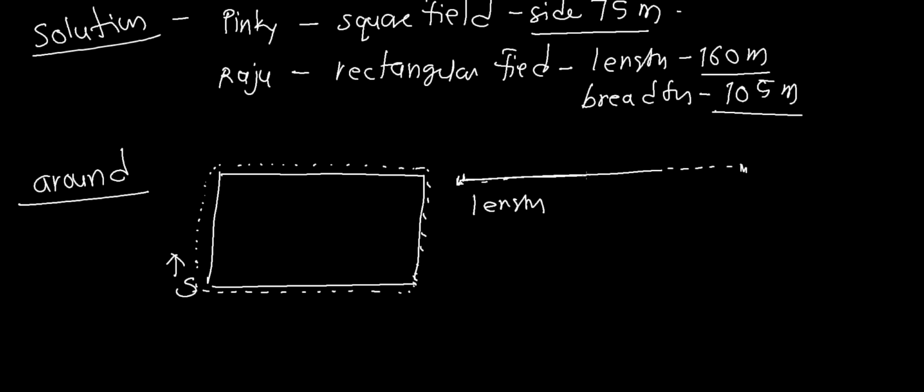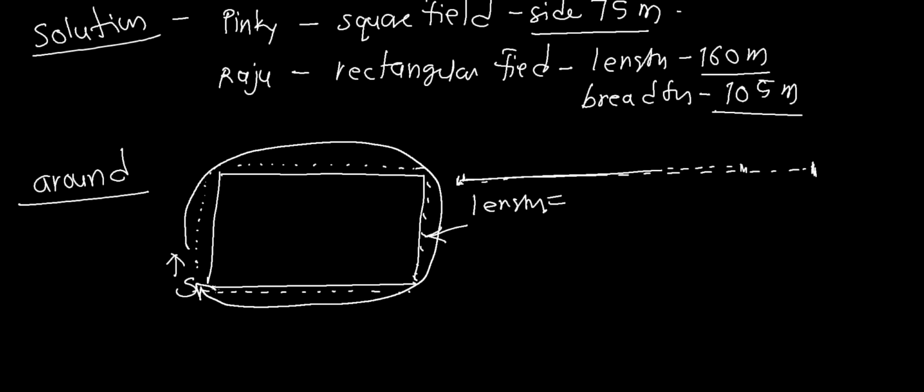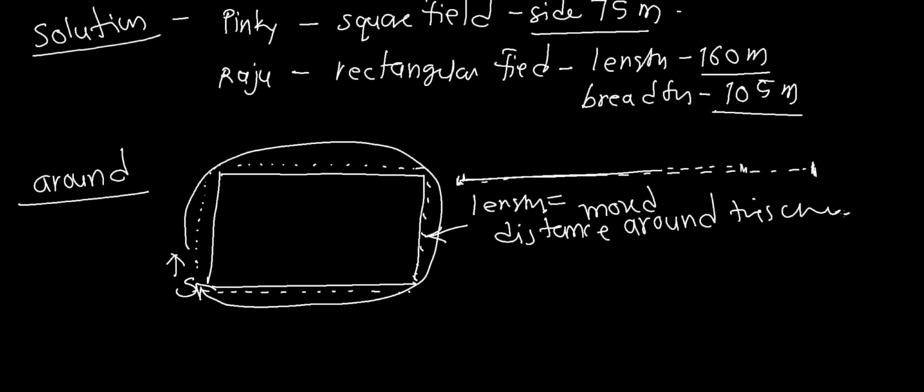So I get a certain length of wire, and that length represents the distance covered by moving around this shape. It equals the distance around, the distance moved around this shape. So why are you saying distance around?